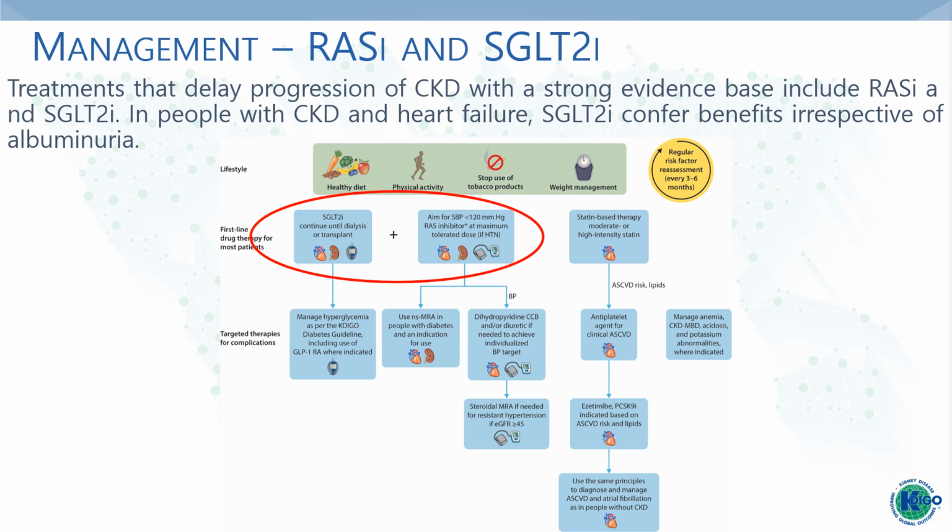In terms of pharmacotherapy, the use of renin-angiotensin system inhibitors and sodium glucose cotransporter 2 inhibitors are well-supported options. RAS inhibitors and SGLT2 inhibitors are cornerstone therapies in CKD management. These treatments not only delay the progression of kidney disease, but also confer cardiovascular benefits, particularly in patients with concurrent heart failure.